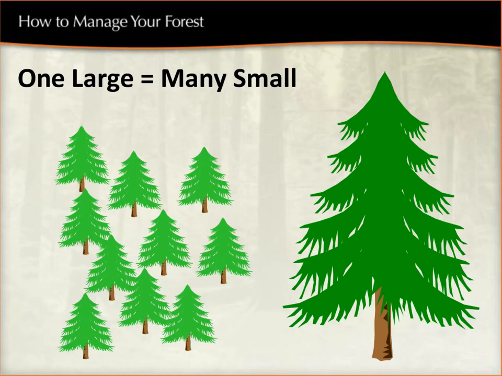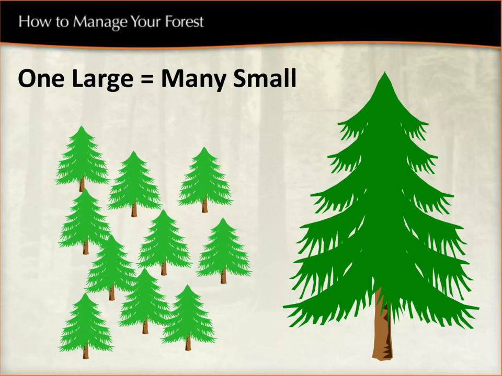Given the two ecological facts just mentioned, the amount of resources used by all the small trees in this picture may be equal to the one big one. This leads to another ecological fact. You can only have so many trees of a given size on a site at any point in time. So how can we grow many small trees into fewer large trees when site resources are limited?